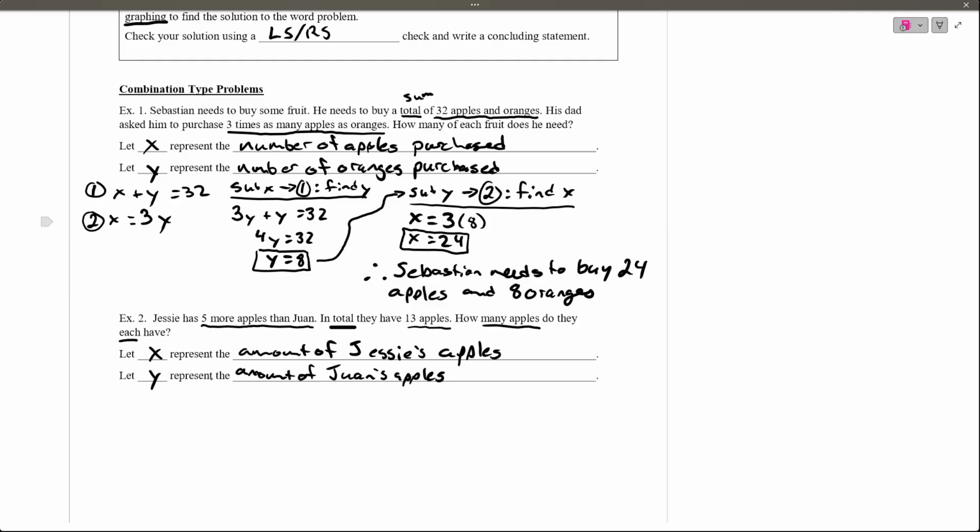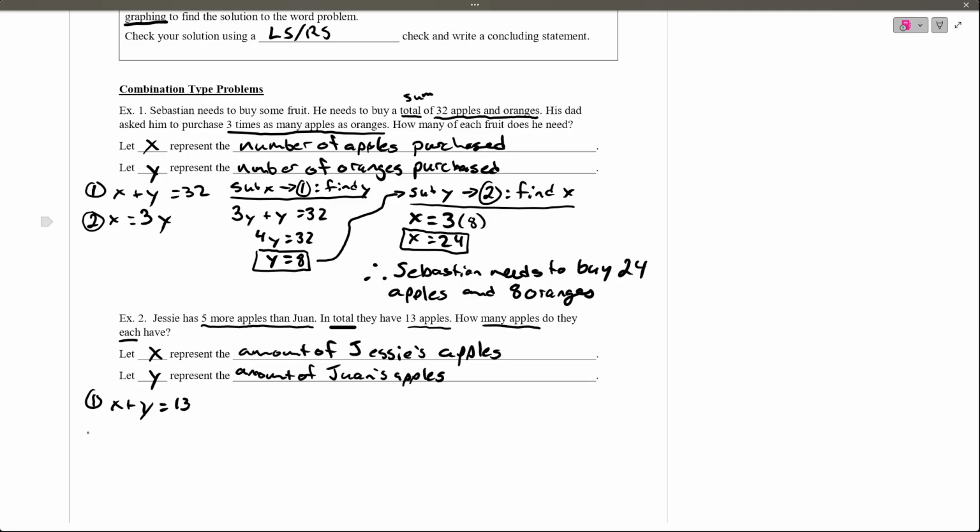Now we need to create our equations. So let's do the easiest one first, which is just the sum. We know that if you add both of their sets of apples together, they get 13. So our first equation is just x plus y is equal to 13.